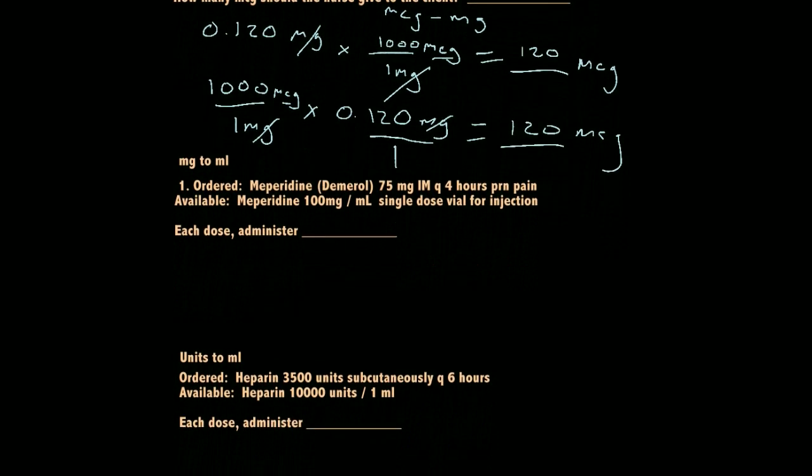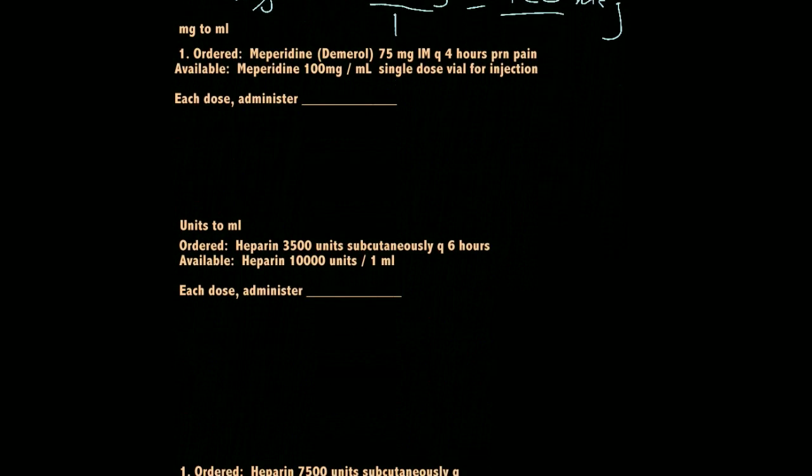In this problem right here, we've actually got milligrams to milliliters. So doc says give the patient 75 milligrams in an intramuscular injection every 4 hours for pain. Well, it comes in 100 milligrams for every 1 milliliter single dose vial for injection. So basically, the doctor is giving you your given. I've got 75 milligrams, and I'm going to give that in an injection, so I need to eventually end up with milliliters. That's what I'm looking to get to.